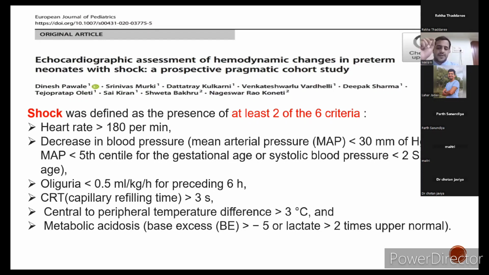I feel this is actually a good way to diagnose shock clinically. The best is to have an echo, but practically speaking, in every unit echo is not possible, and in a busy unit like we had in Adani, even if echo was possible, I didn't find the time to do it for all babies. So I would recommend you take a printout of it and paste it in your NICU, and keep in mind that if any two of these six things are there, you label the baby as having shock and start treating. Okay, so that is one thing.